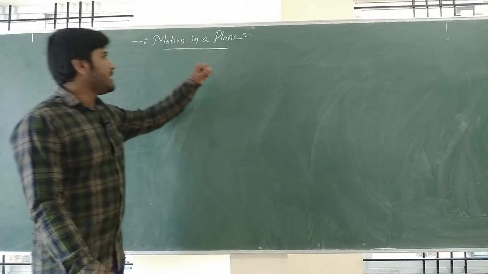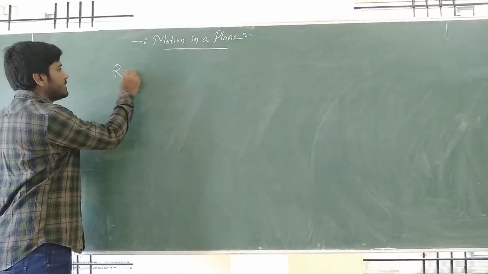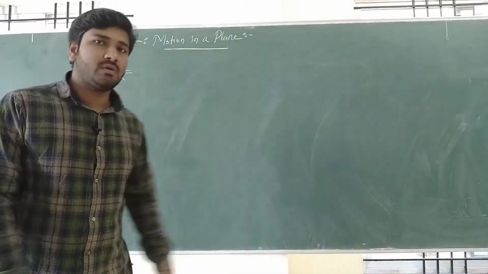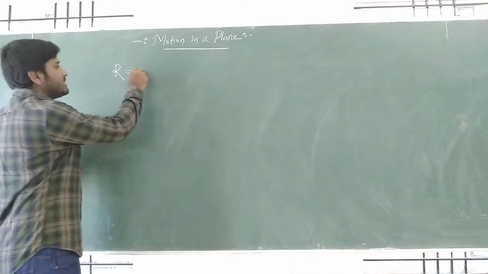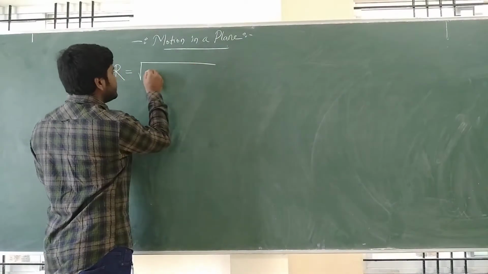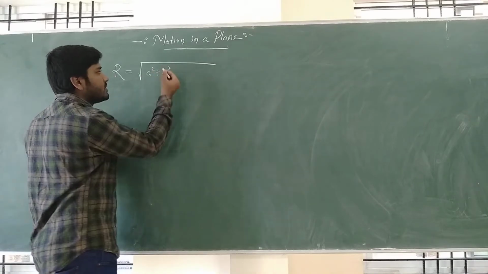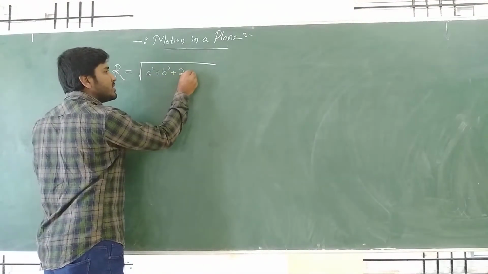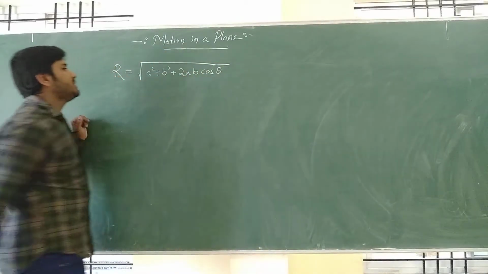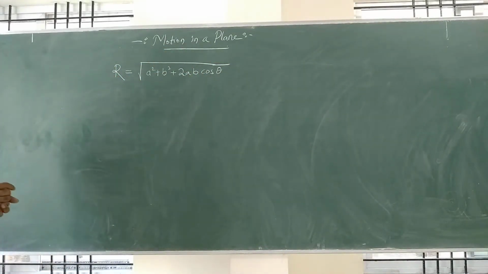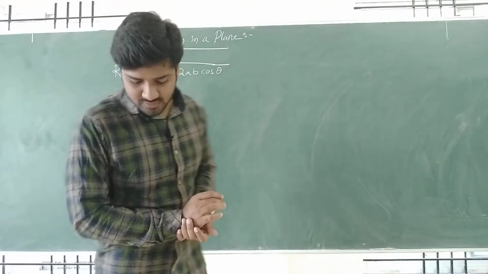So, in the last class, we have seen the resultant of a vector when you have to add two vectors. The resultant can be calculated by using this formula: R is equal to under root A square plus B square plus 2AB cos theta, right? So parallelogram law of vector addition, triangular law of vector addition, those things we have already seen.